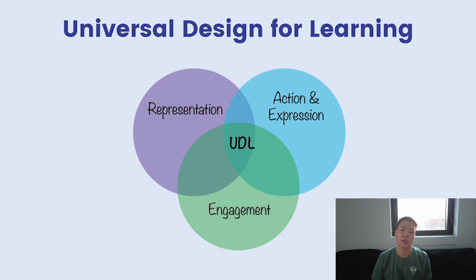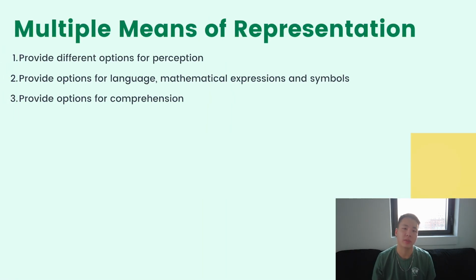But ultimately, what I learned in this section is that universal design for learning is made up of 3 different principles. 1, multiple means of representation. 2, multiple means of action and expression. And 3, multiple means of engagement. So with that, let's dive a little deeper into each one of these principles, starting with multiple means of representation.